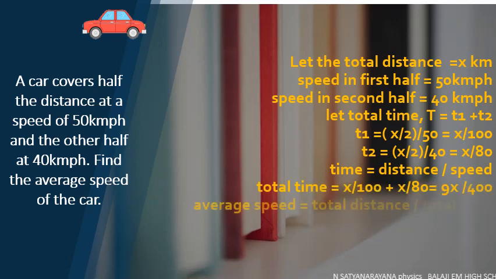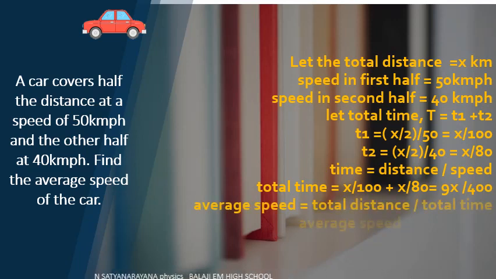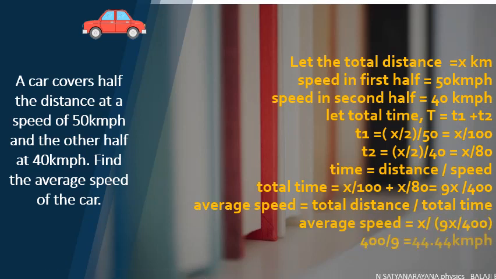Time is equal to distance by speed. In the first half, the distance is x by 2 and the speed is 50, so t1 is equal to x by 100. In the second half, the distance is x by 2 and the speed is 40, so x by 2 by 40, that is x by 80. Here we used the formula time is equal to distance by speed.